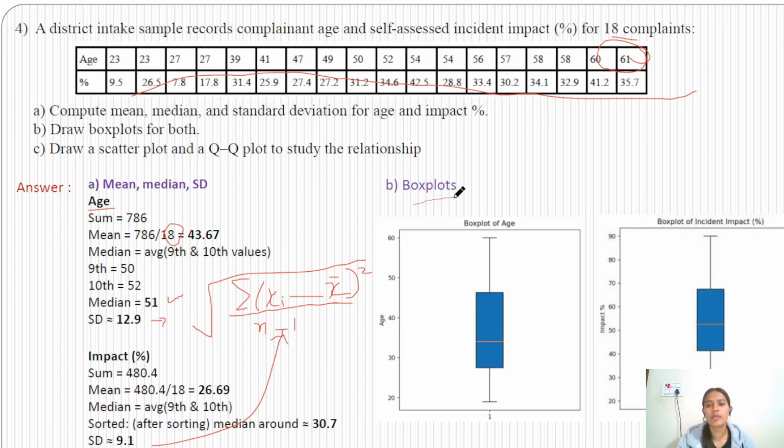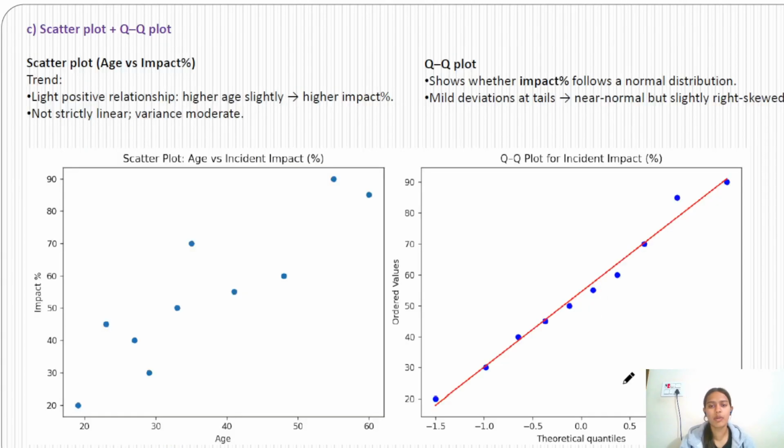So now we have to make box plots. We can see here, this will be our quartile 1, this will be our quartile 3, and this will be our median. Same with this impact percent. This is our box plot. And now we can draw a scatter plot plus QQ plot.